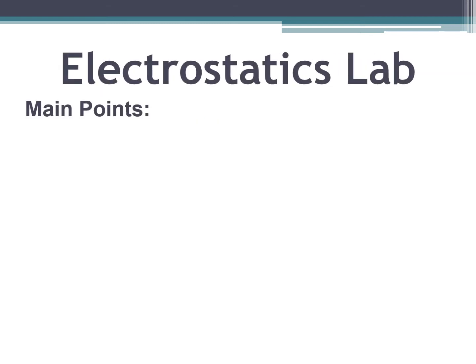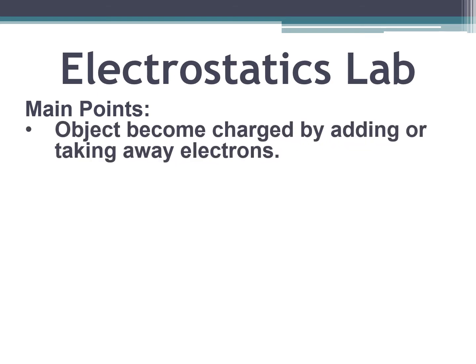So in class we completed the electrostatics lab, and there are a few main points that I want you to know about the electrostatics lab before moving on. First off, an object that is charged is only charged because we either add or take away electrons. We can't move protons. Protons can't be added or subtracted, at least for what we can do in this class. So in order to charge something, you either have to add electrons, which makes it negatively charged, or take electrons away, which makes it positively charged.